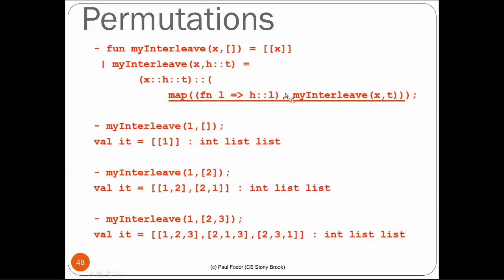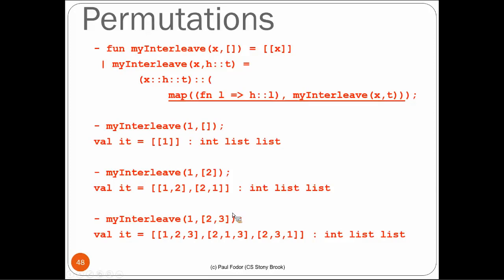Now we apply the function map on the result of my interleave of 1 and the empty list. My interleave of 1 and the empty list returns the list that contains the list 1, basically the previous example. Now for every one of those lists, which is just one, in fact, the list that contains 1, it adds 2 cons that list 1. So it adds 2 at the beginning. So now 2 cons the list 1 is 2, 1. That is the only result returned by my interleave of 1 and the empty list. Therefore the output of my interleave of 1 and the list 2 is the list that contains 1, 2 and 2, 1. Now let's go to a more complex example.